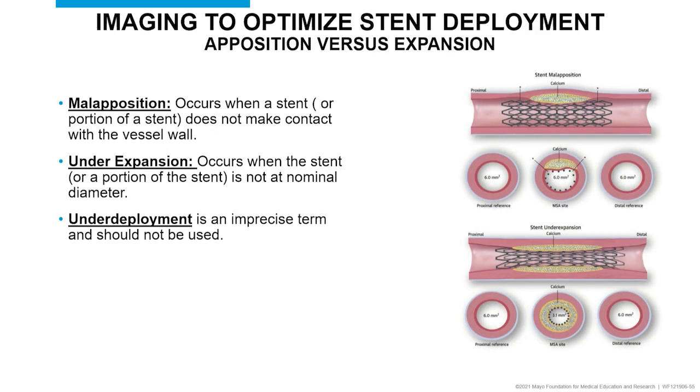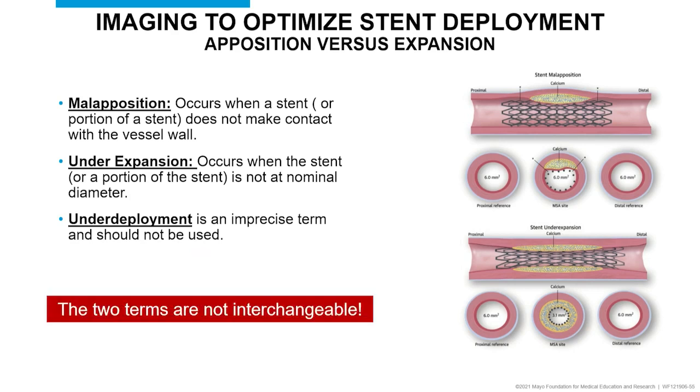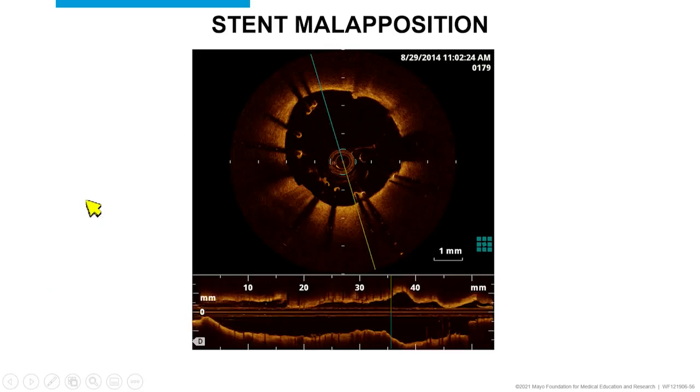Other concepts to be familiar with: malapposition. Malapposition refers to the stent not making contact with the vessel wall. And under expansion refers to when the stent is not at nominal diameter. Dr. Yang will get very angry if you use the term under deployment. So please avoid that term. It's an imprecise term. I fully agree with that. And these two things, they're not interchangeable.